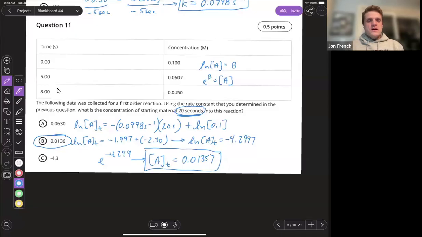I'll pause the recording there and I'll answer Sarah's question, and then we'll get started with the second group. The second group will be 14, 15, 16, 17, and 19.